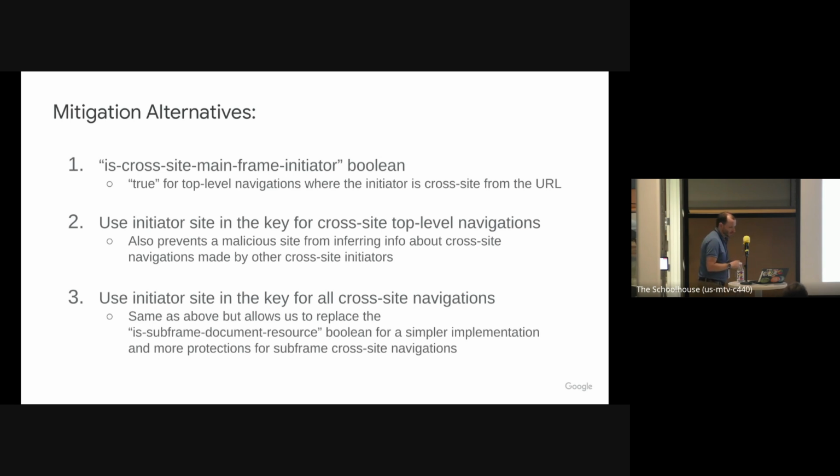But going a step beyond that, we can also incorporate the full initiator site into the key. This has the added benefit of preventing malicious sites from inferring state from one another. We'll see what that does later. And then the third approach that we want to experiment with is, instead of just rolling out this mitigation for top-level navigations, we technically have the is subframe document resource bit that is giving us protection today, but we can replace that by incorporating the initiator site into subframe navigations as well. This would simplify the code and make top-level navigations and subframe navigations work in the same way.